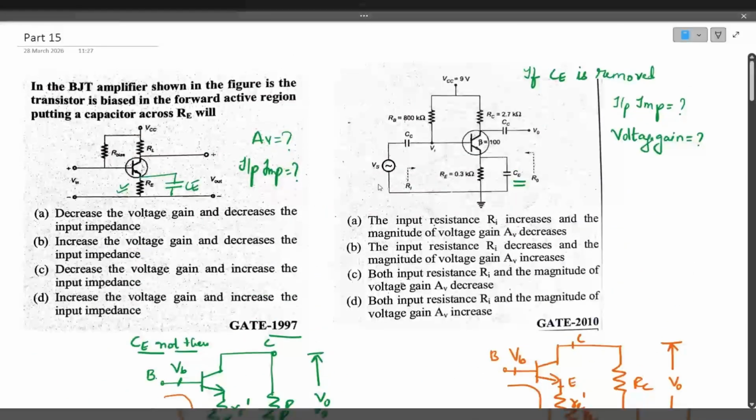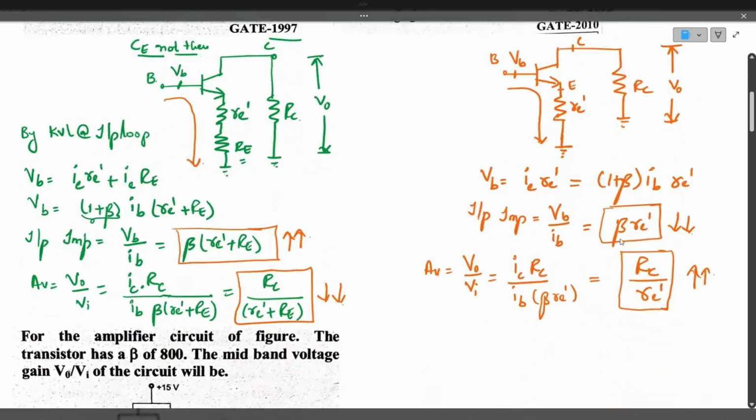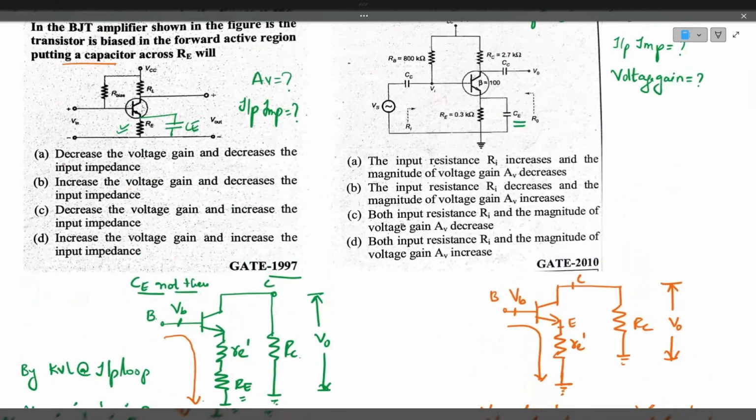Okay, now we'll answer this. The first question he is asking, what happens if you place the capacitor across RE? He is telling we have to place the capacitor. If you place the capacitor, conditions are this: input impedance decreases and voltage gain increases. Voltage gain increases and input impedance decreases.